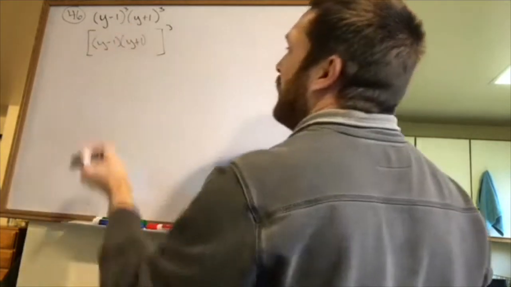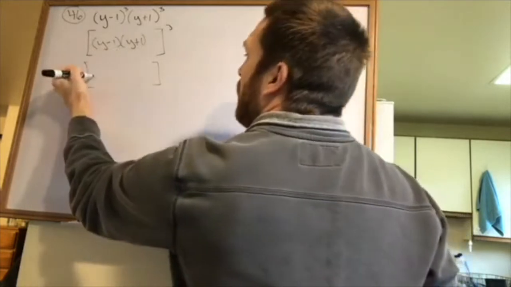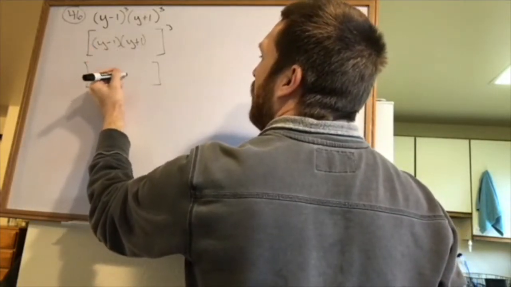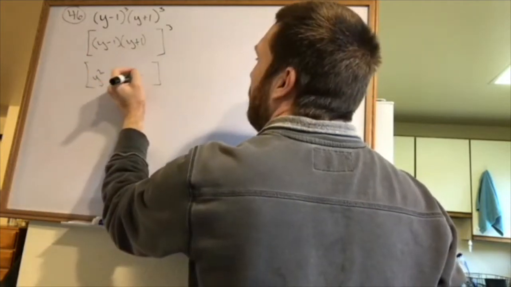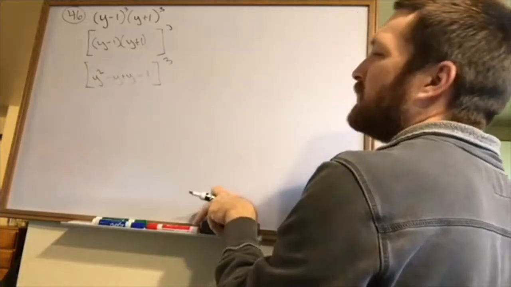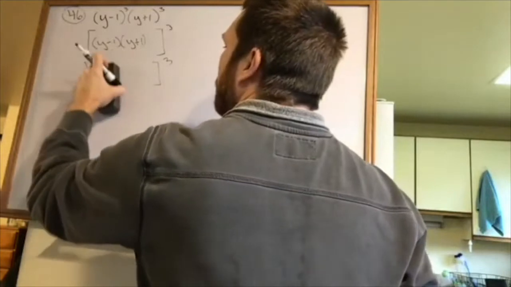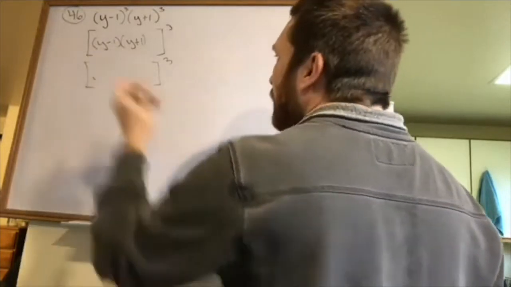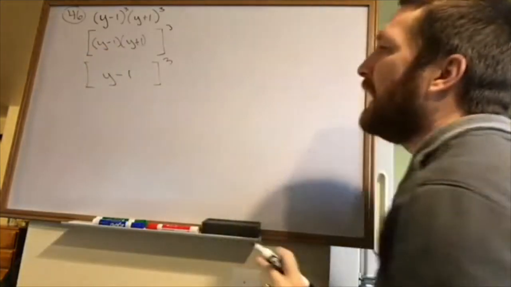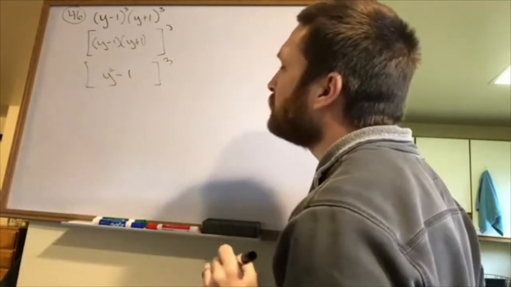And so now, okay, so I'm thinking, first, outer, inner, last. First gives me y squared. Outer gives me minus y. Inner gives me plus y. Oh, they cancel out. Nice. Minus 1. And that's all cubed. And so I'm just going to rewrite that as y squared minus 1. After having done 1,000 of these, we could identify that as just y squared minus 1.